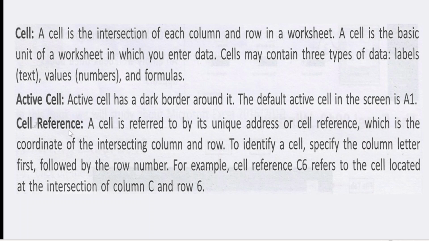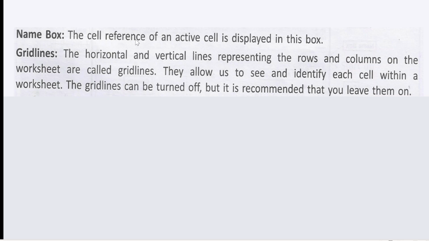Cell reference. A cell is referred to by its unique address or cell reference, which is the coordinate of the intersecting column and row. To identify a cell, specify the column letter first, followed by the row number. So for example, cell reference C6 refers to the cell located at the intersection of column C and row 6. Similarly, if I say AB21, I'll have to go to column AB and the row will be 21. Name box. The cell reference of an active cell is displayed in this box.